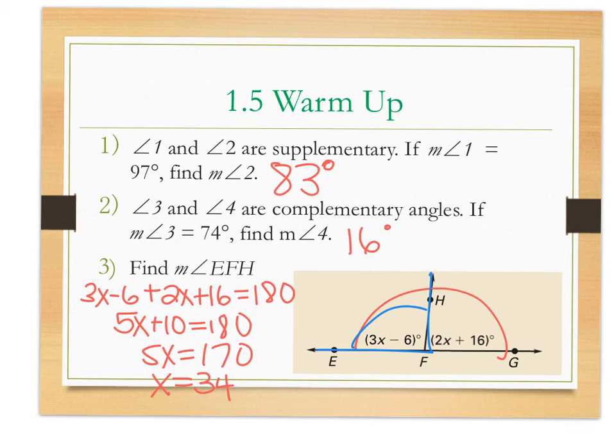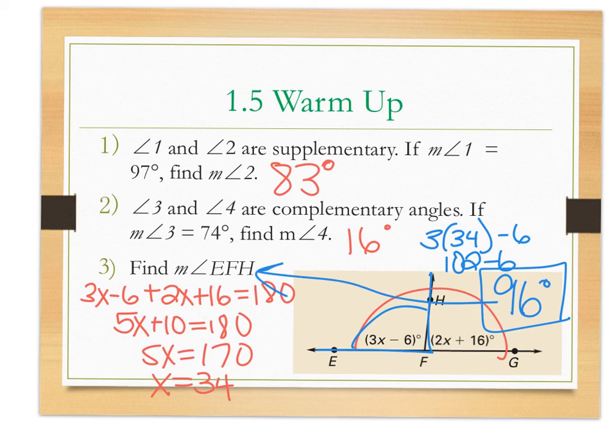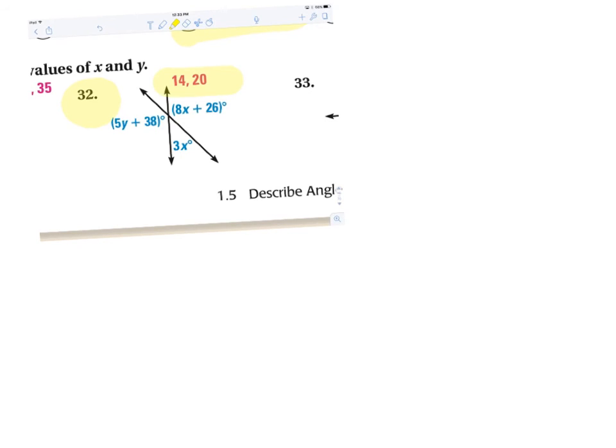EFH. So I got to take that 34, plug it back in. 3 times 34 minus 6, 102 minus 6. Good. 96 degrees. Questions on any of those? We're good? Okay. All right, so this is 32.